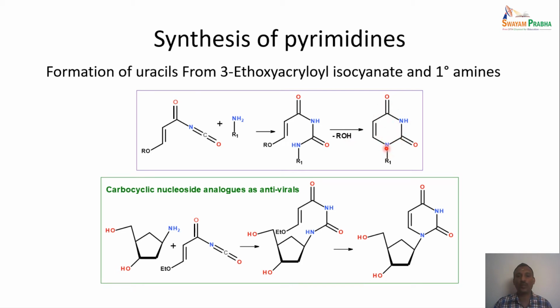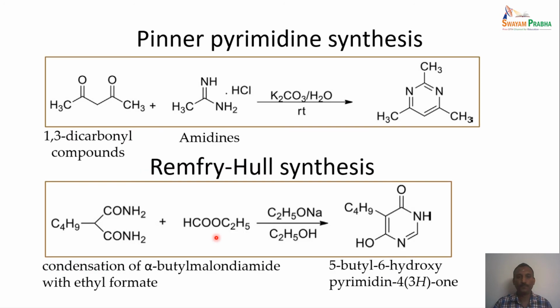This is a substituted uracil, and carbocyclic nucleoside analogs of antiviral compounds can be synthesized using this method. If we use this particular substituted amine as the starting material, then we get a carbocyclic analog. Basically in the nucleoside, in the furanose ring, there is an oxygen present here. Instead of the oxygen, if carbon is present, that is what is called a carbocyclic nucleoside. These kinds of substituted carbocyclic nucleosides can be formed using this synthesis.